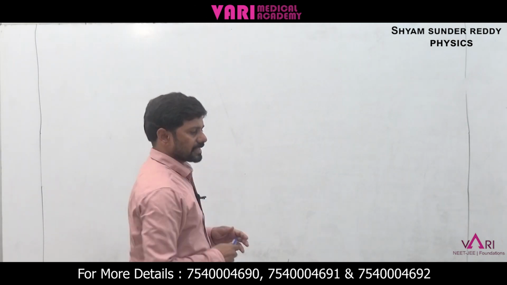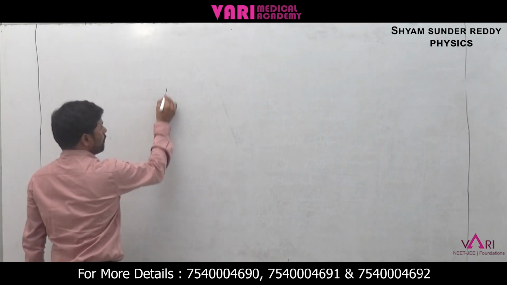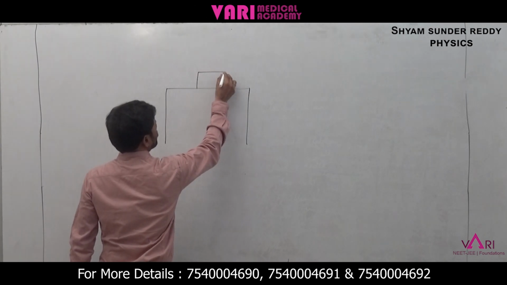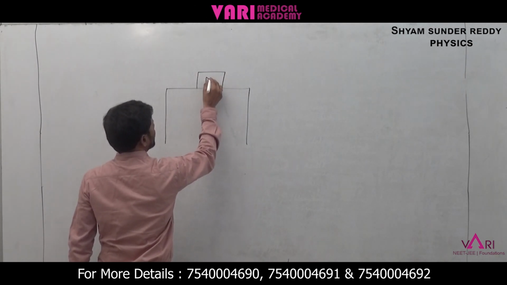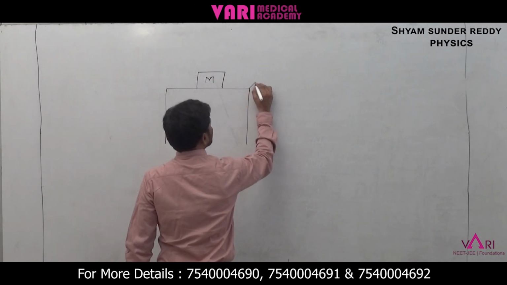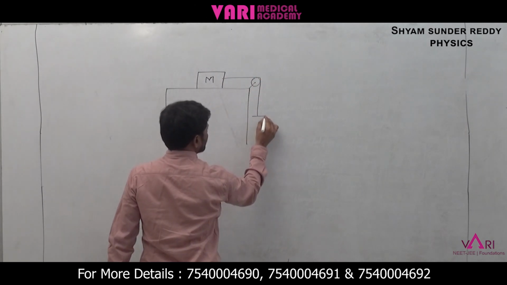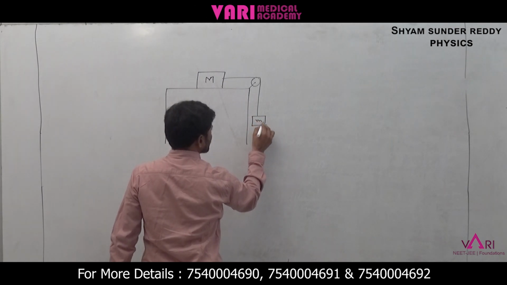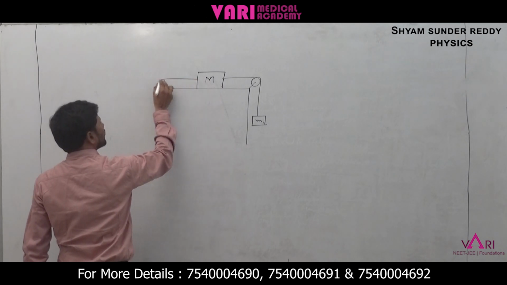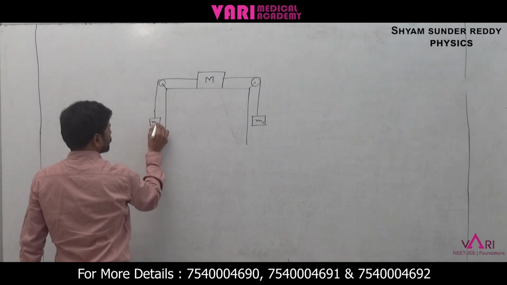One more concept, same method. On the table, one mass is there. Take this as one table. On this, one mass is there. It is represented with the capital M. This mass is hanging with two pulleys, on two sides of pulleys, with the M1 mass and M2 mass. One more mass is there. Here it is, M2.